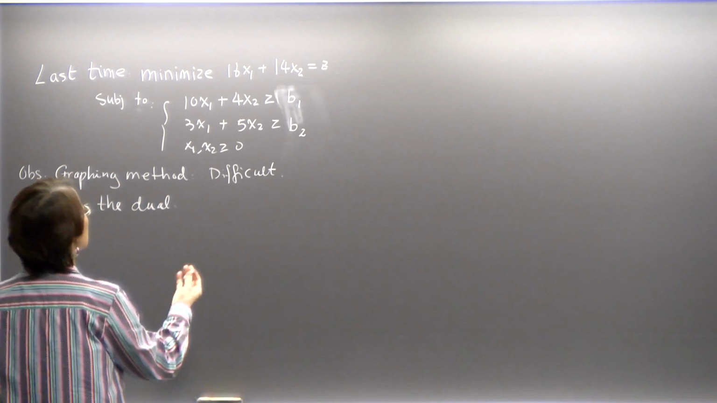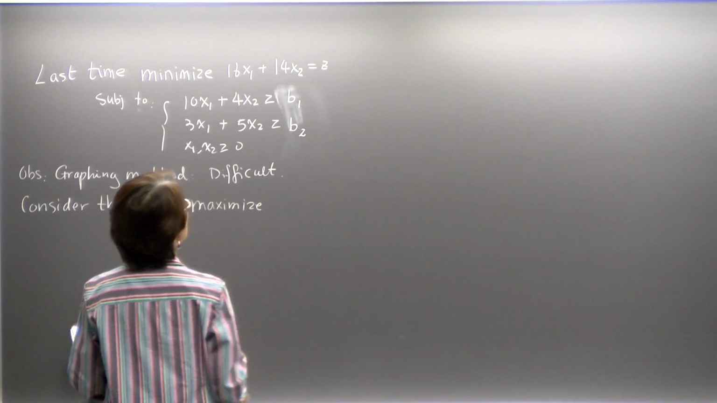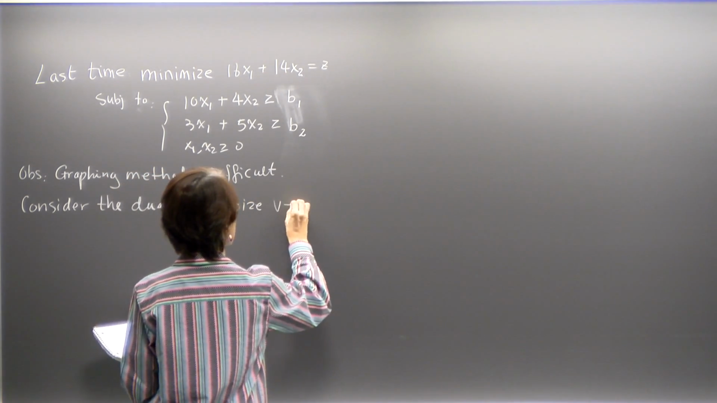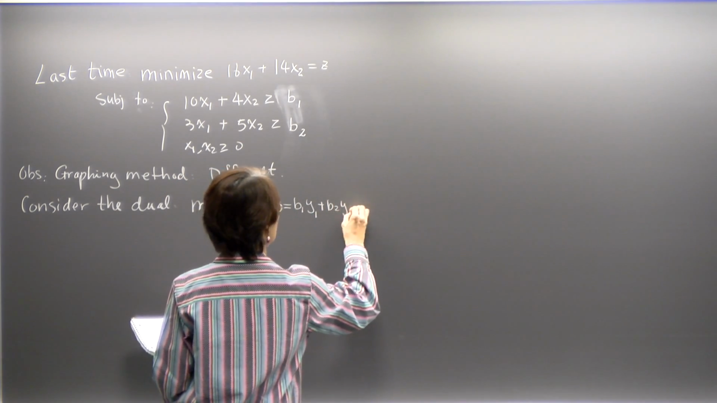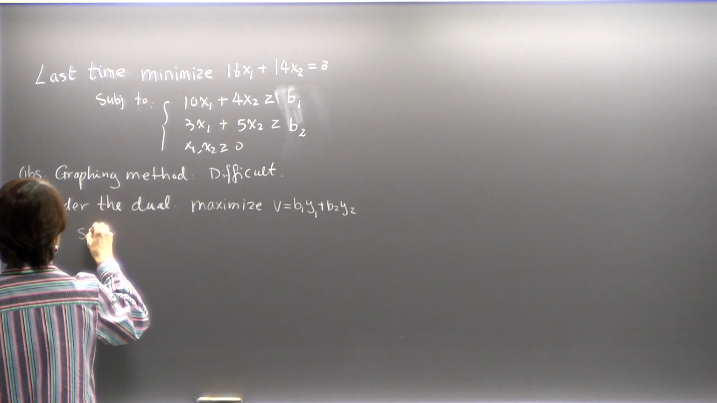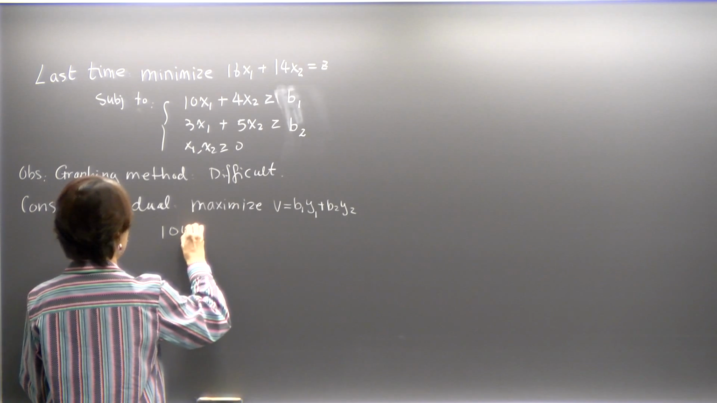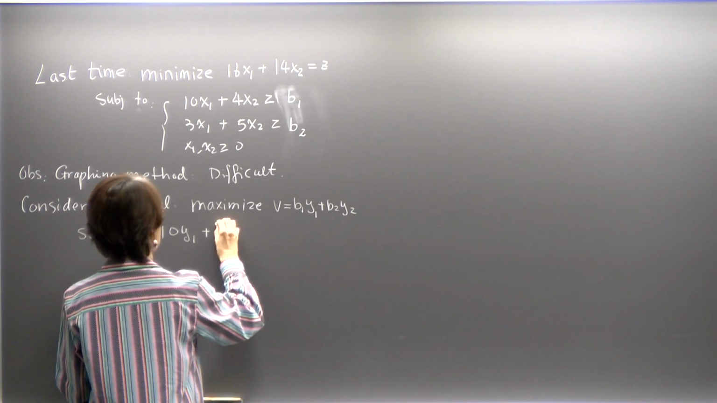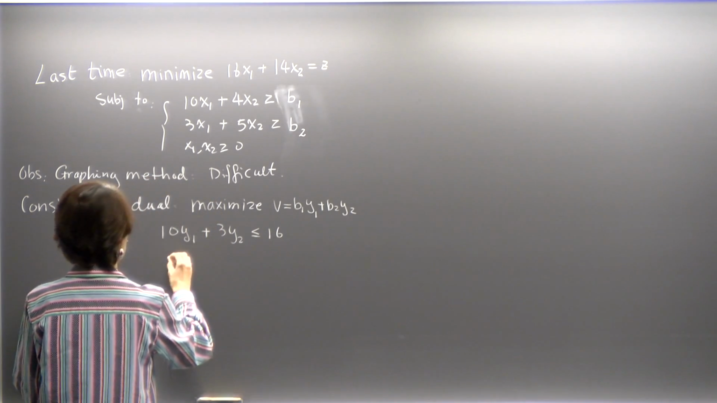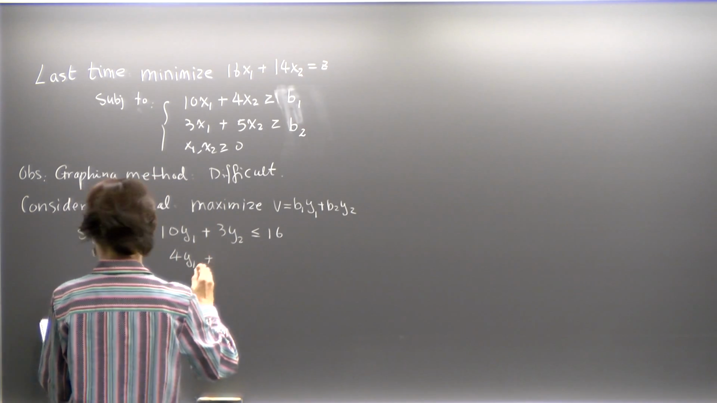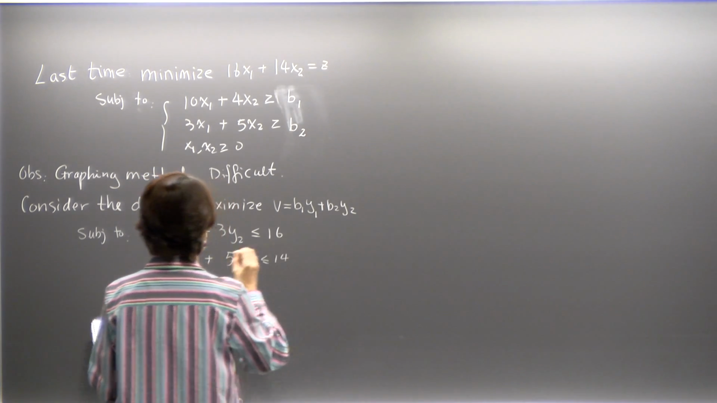Okay, so the dual would be maximize. So I have y1, y2, right? V equals b1 y1 plus b2 y2, subject to 10 y1 plus 3 y2 less than 16, 4 y1 plus 5 y2 less than 14.